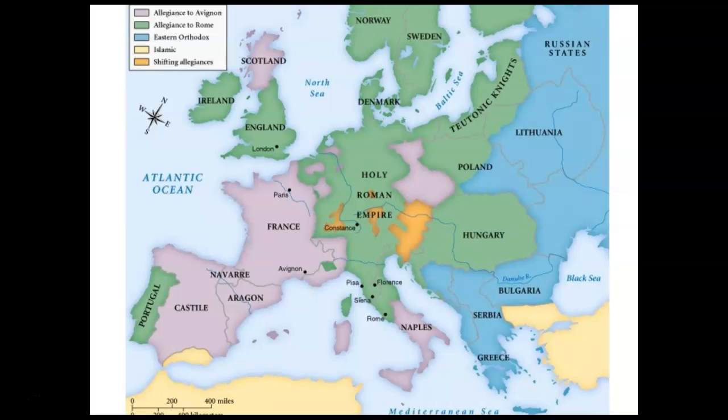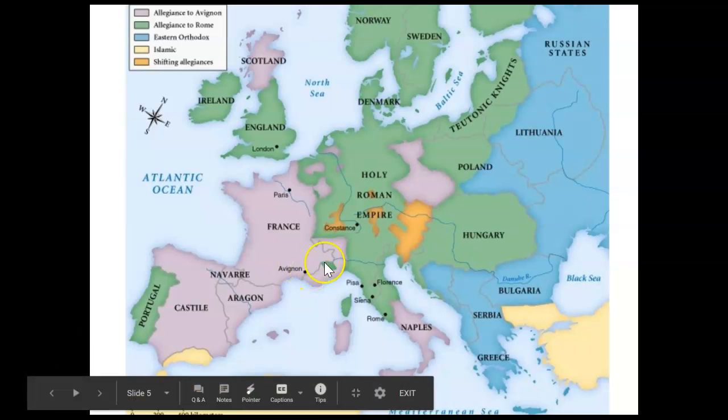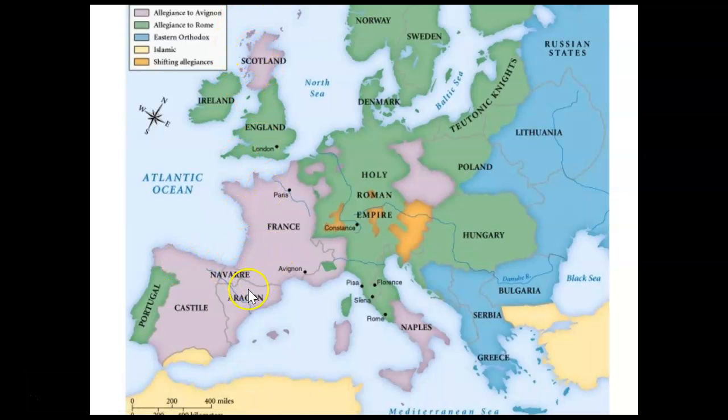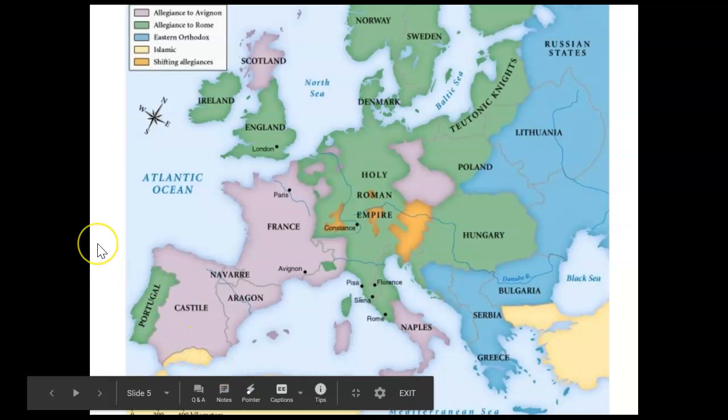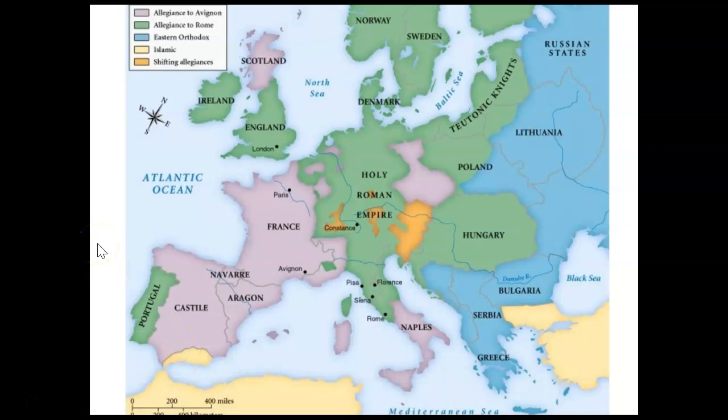All right, so you can see what this divide did. If you look at this map, purple were the areas that allied themselves to the Pope in Avignon, which is in southern France here. And obviously the French lands did that. You have a strong connection between France and Scotland, and then as well as France and Spain. Then you have the allegiance to Rome.